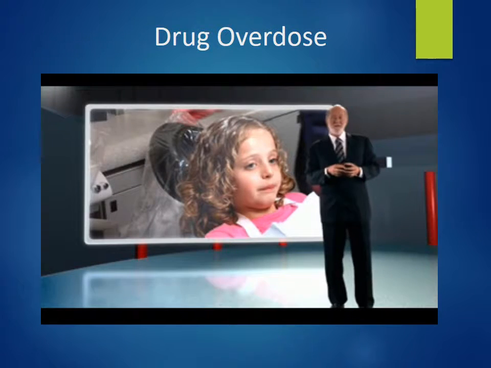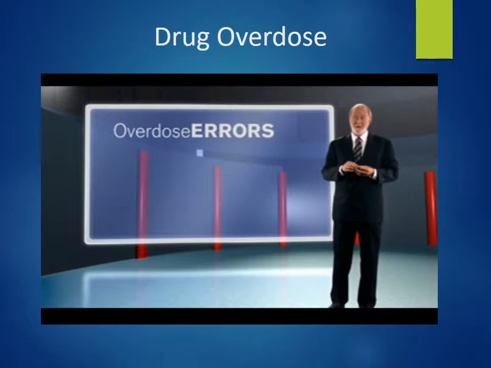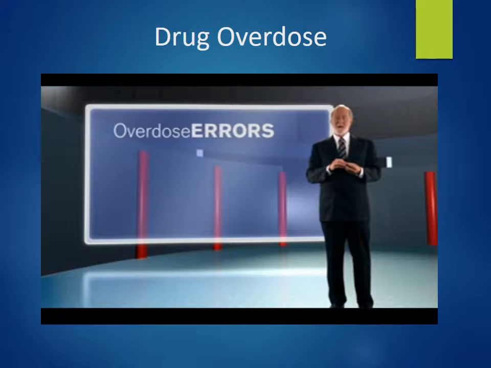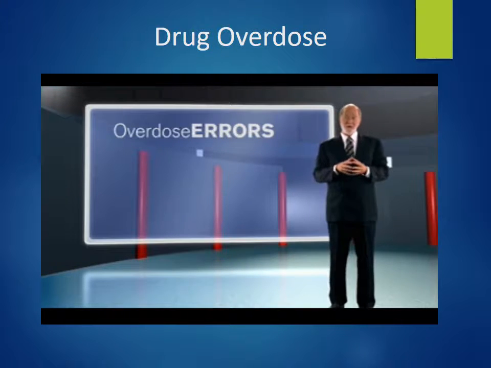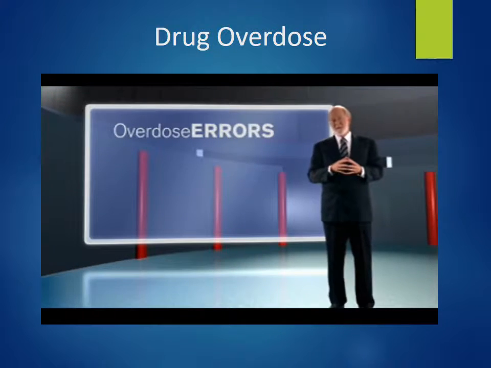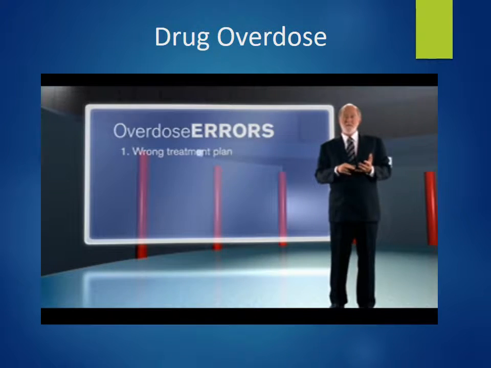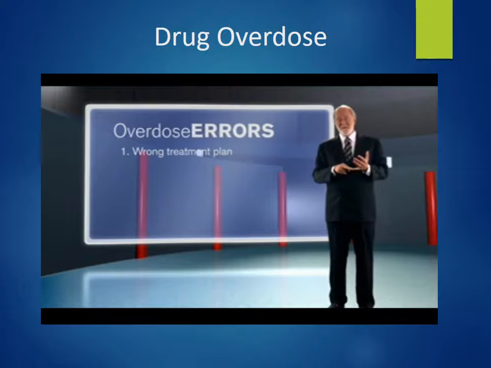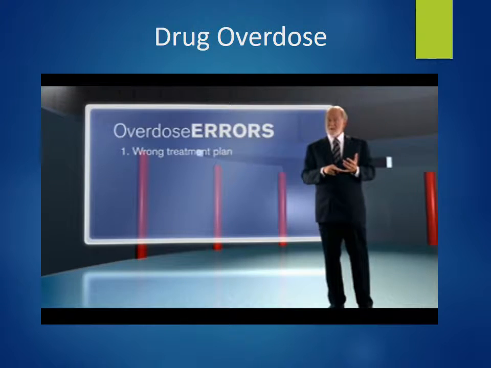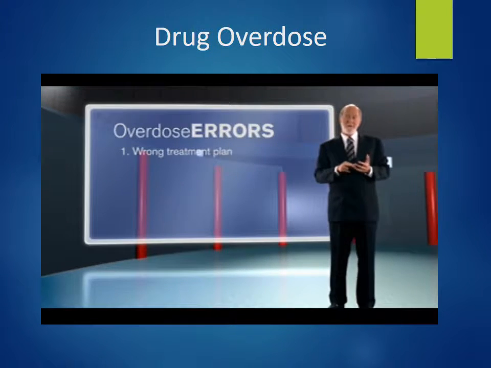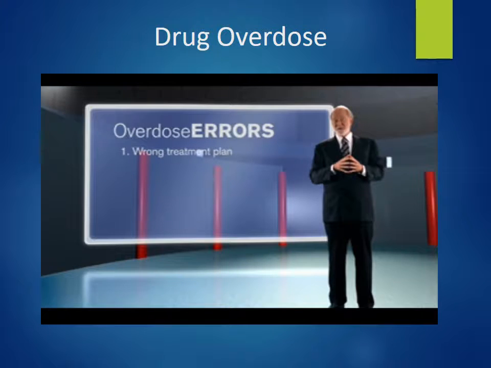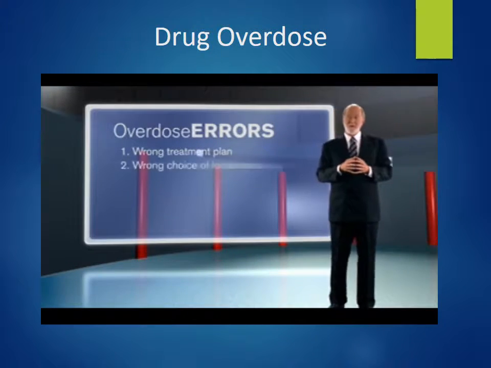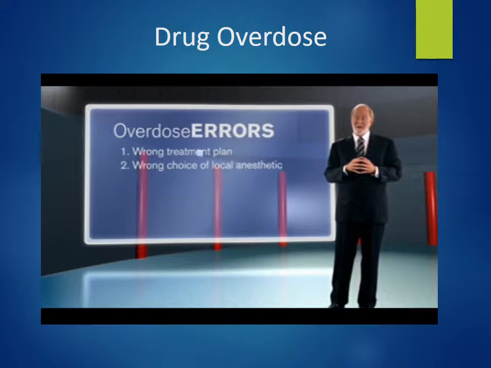Typically, local anesthetic overdose develops as a result of several errors, which when combined result in a serious situation like the one we just saw. These include, number 1, the wrong treatment plan. 4 quadrants of dentistry in one visit with local anesthesia alone. With the rare exception, the pediatric dentist will not treat younger children in all 4 quadrants in one dental visit. Number 2, the wrong choice of local anesthetic.